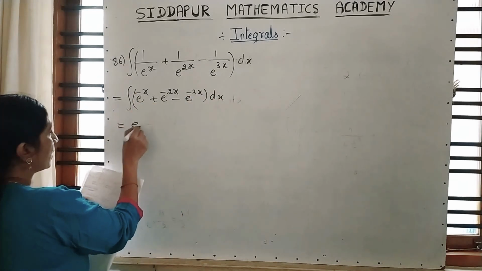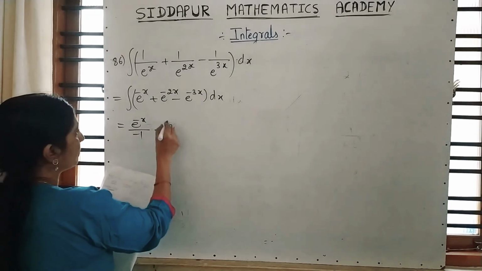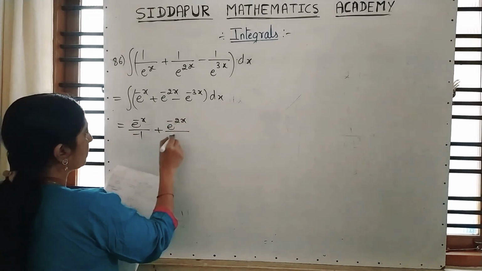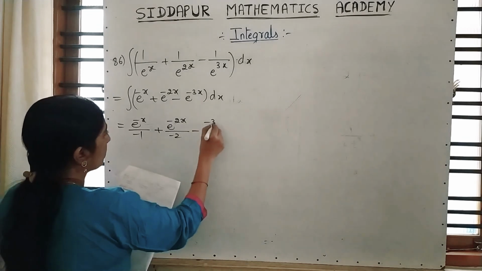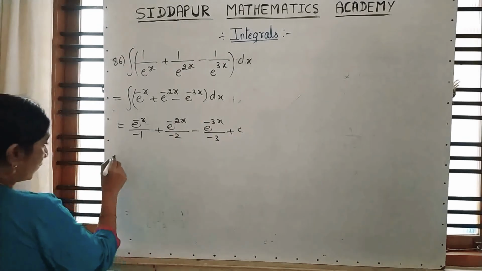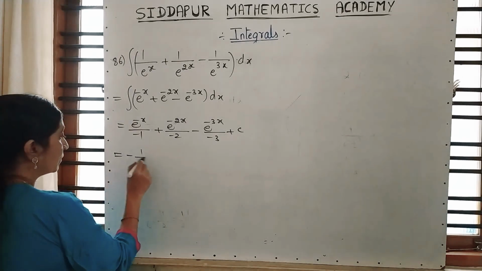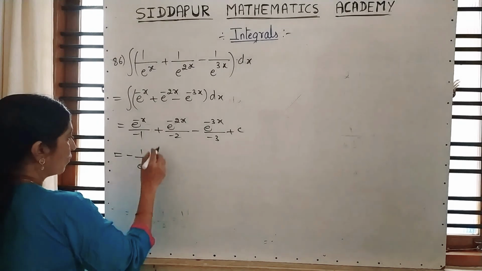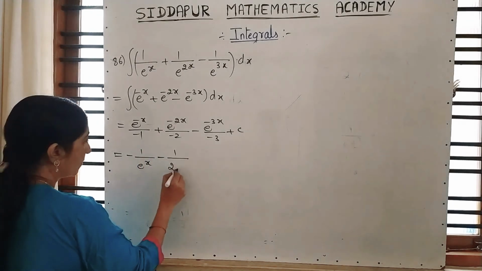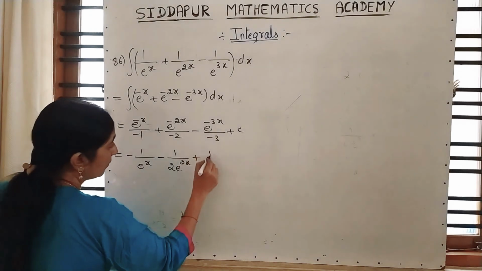Integration of e raised to minus x is e raised to minus x upon minus 1. That coefficient comes in the denominator. If they are negative, we have to write those terms also below. Plus into minus is minus. Plus into minus, minus into minus is plus.